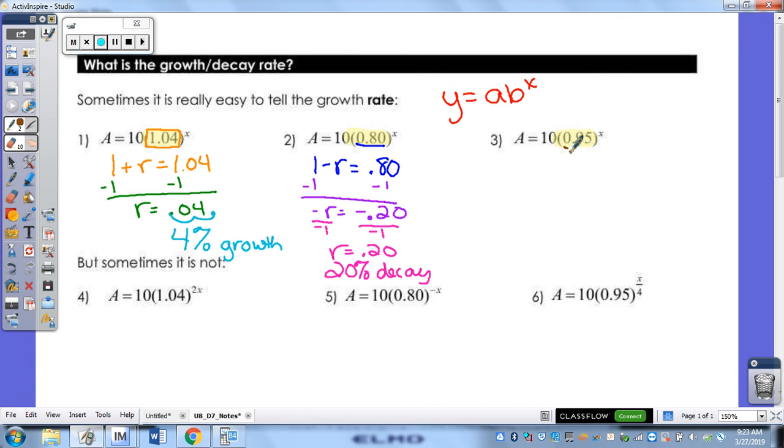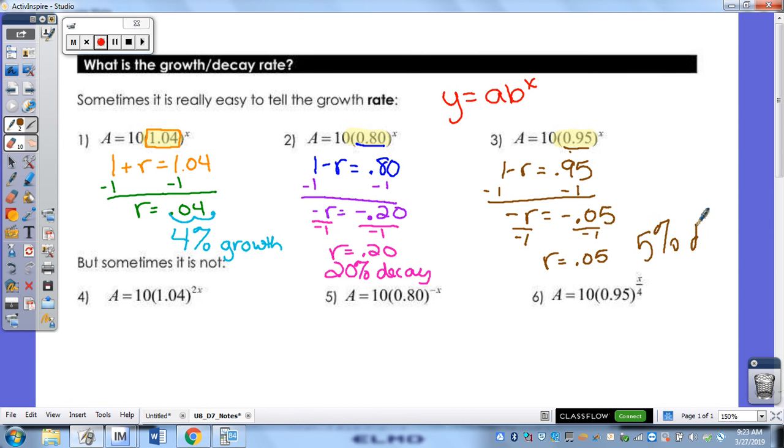So for the third one, would this one be growth or decay? Good, decay, because it's less than 1. So that means it was 1 minus the rate is how we got 0.95. And again, some people can do it in their heads. If we subtract the 1, we get negative 0.05. Divide by negative 1, and what's our rate? Yeah, 5% decay. So 5% decay on that one.